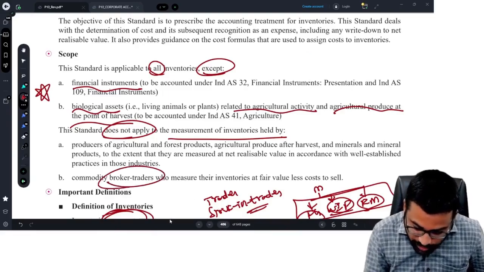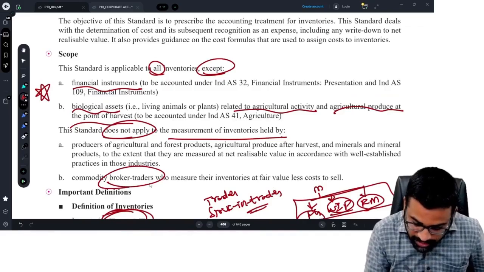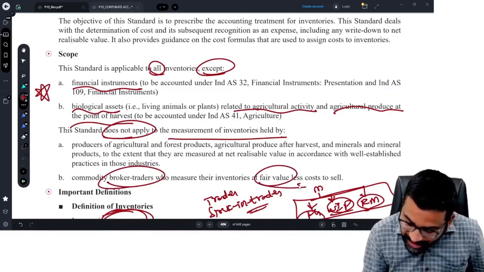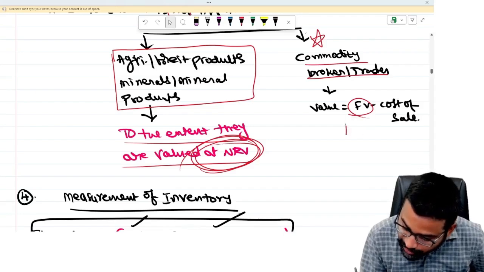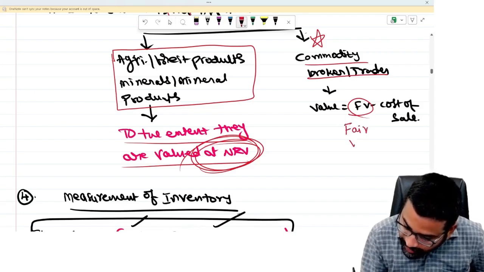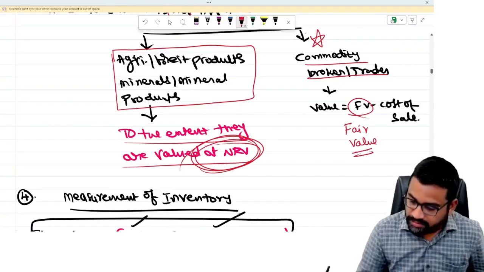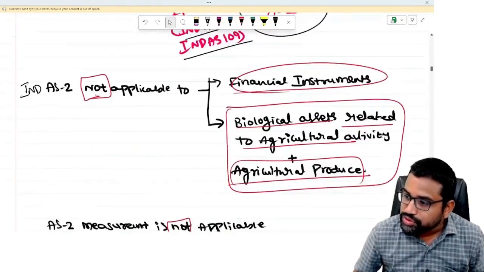See, a commodity broker or trader measures their inventories at fair value less cost to sell. So this is fair value minus cost of sale. So I think you understood the scope. You have to remember it.